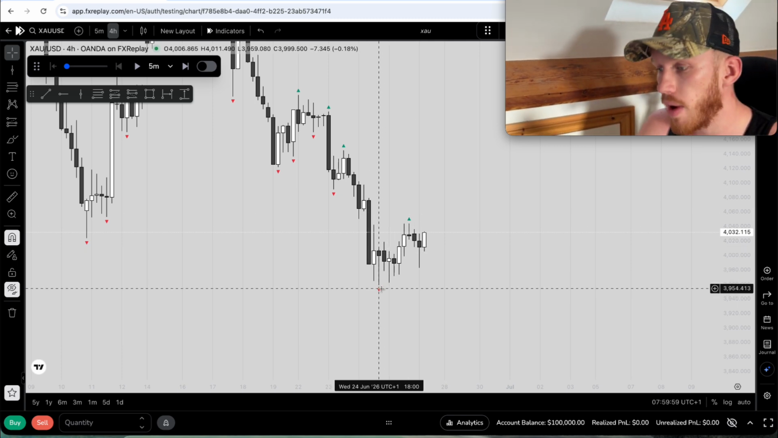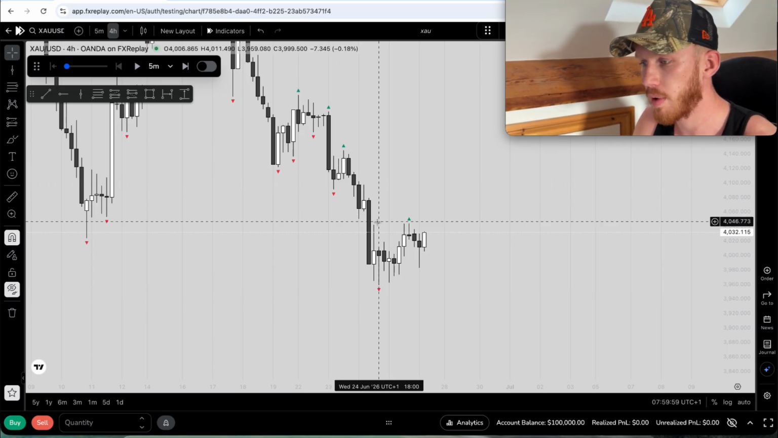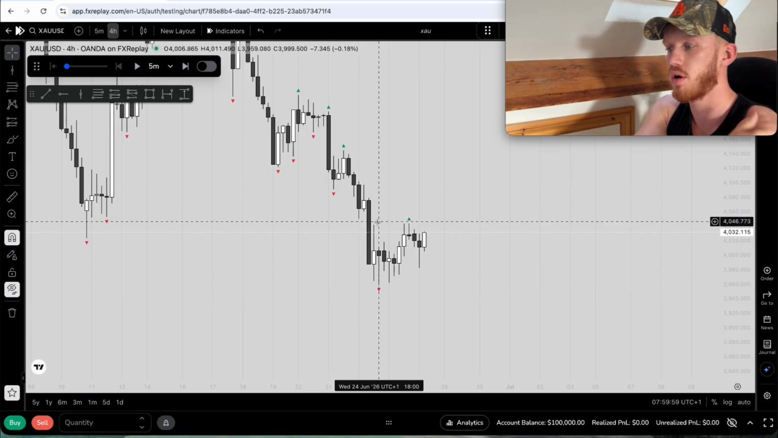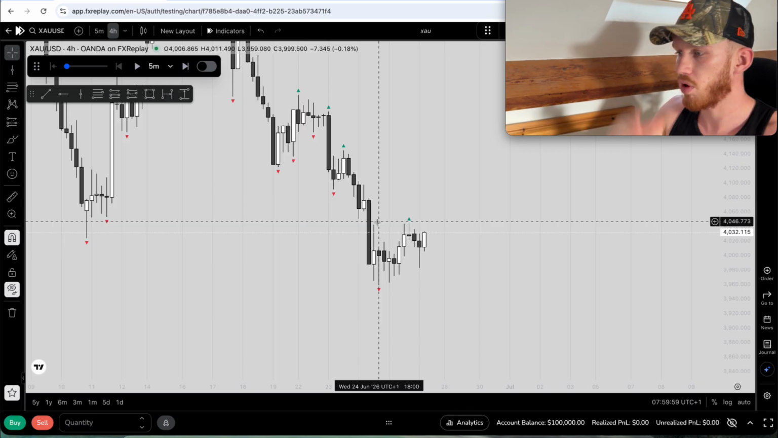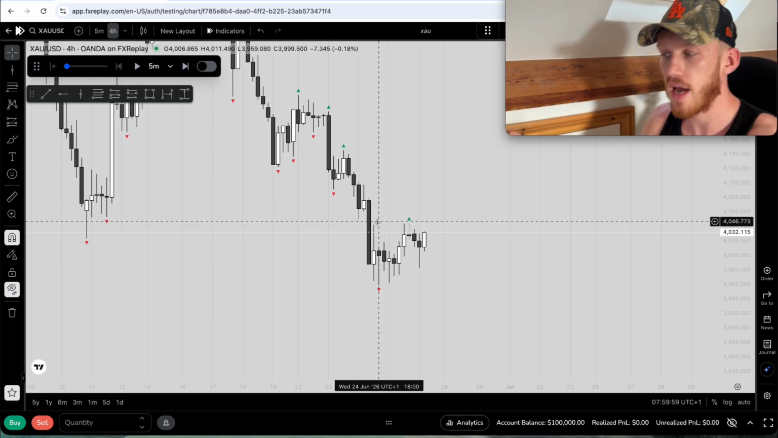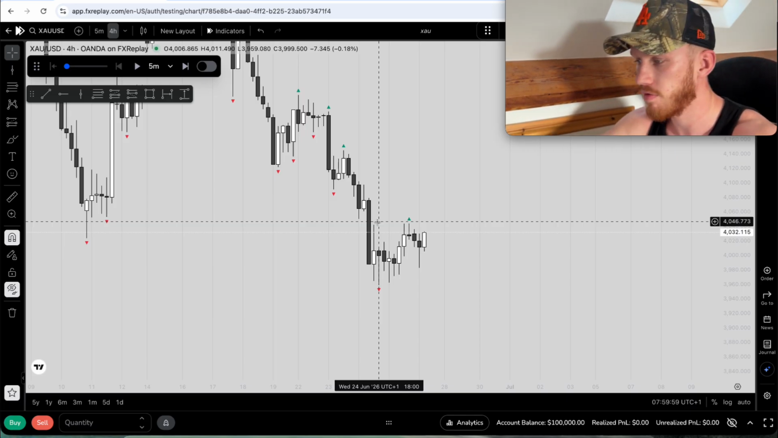It mechanicalizes the way I can find valid break of structures, because break of structures happen everywhere. Are you going to listen to every break of structure? No, otherwise you'd just be all break of structure, break of structure, break of structure. Technically it does do that, but you only want to be taking valid ones.